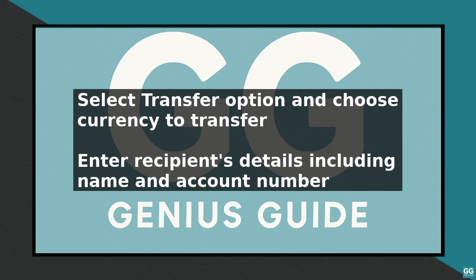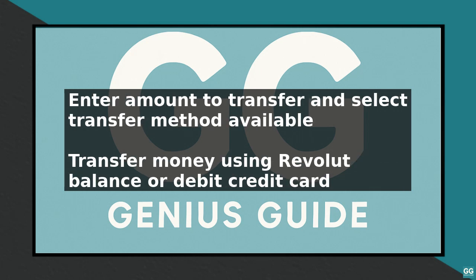Enter the amount you want to transfer and select the transfer method. You can transfer money using your Revolut balance, a debit card, or a credit card. Review the transfer details, including the exchange rate, transfer fee, and estimated delivery time. Confirm the transfer by tapping on the Continue button.